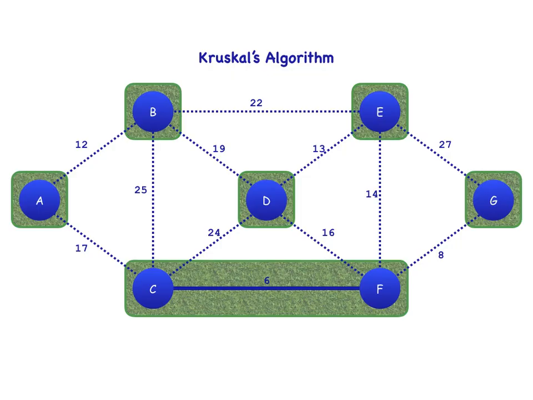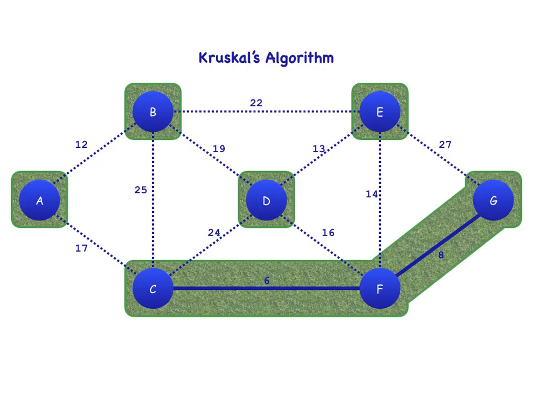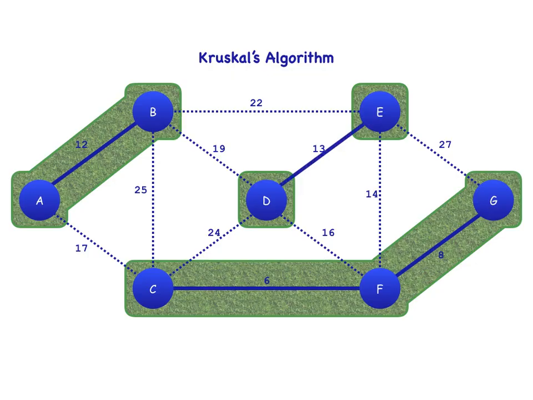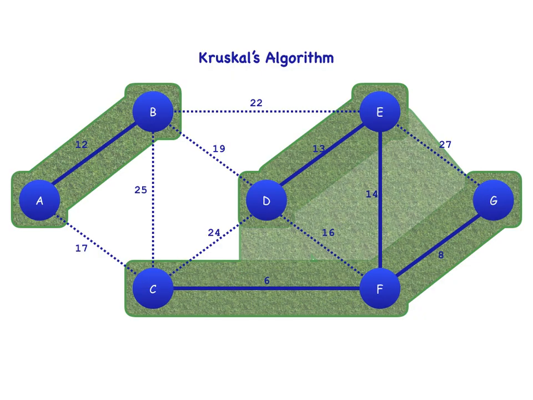The next lightest edge is the edge connecting F and G. So those two islands become one. The next lightest edge is the edge connecting A and B. So those two islands become one. The next lightest edge connecting two islands is the edge connecting D and E. So those two islands become one. The next lightest edge connecting two islands is the edge connecting E and F. So those two islands become one.